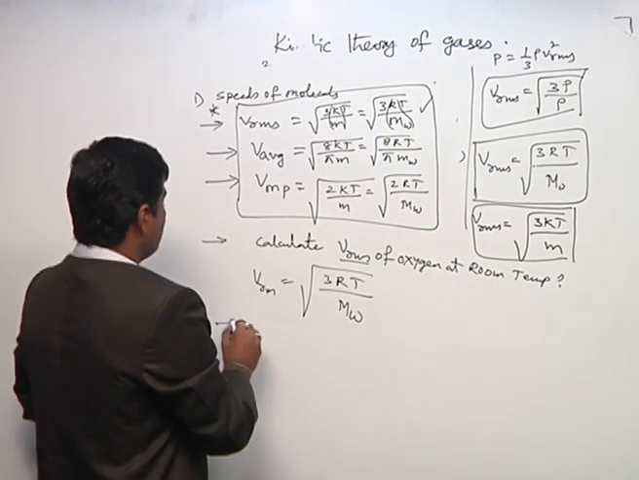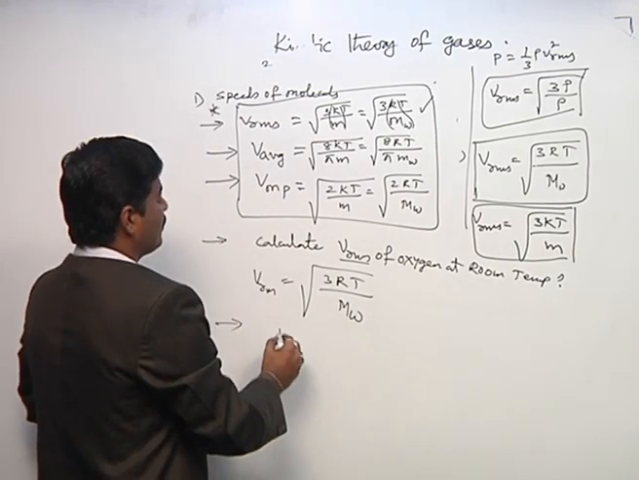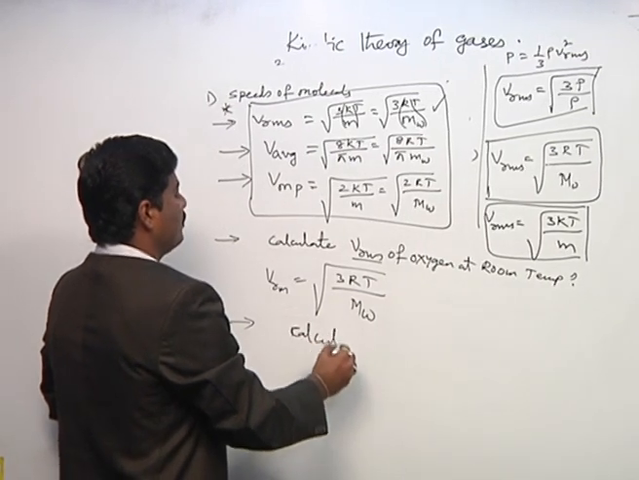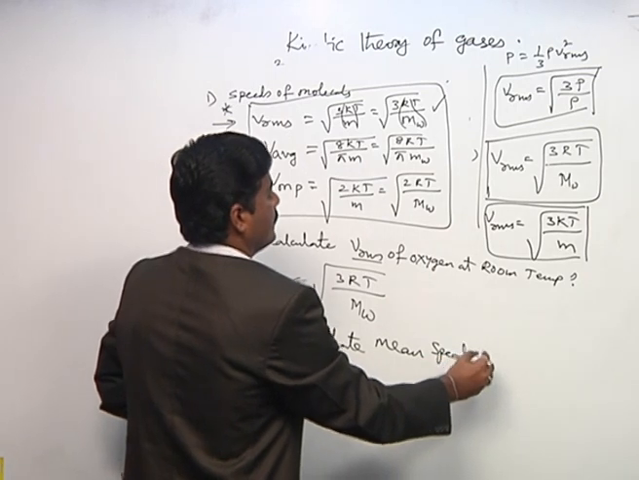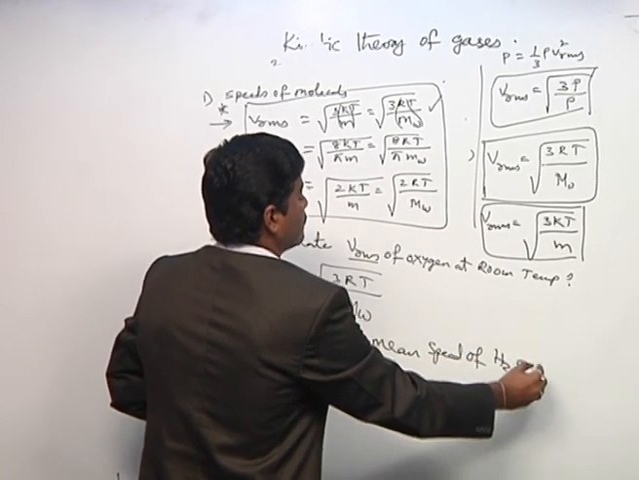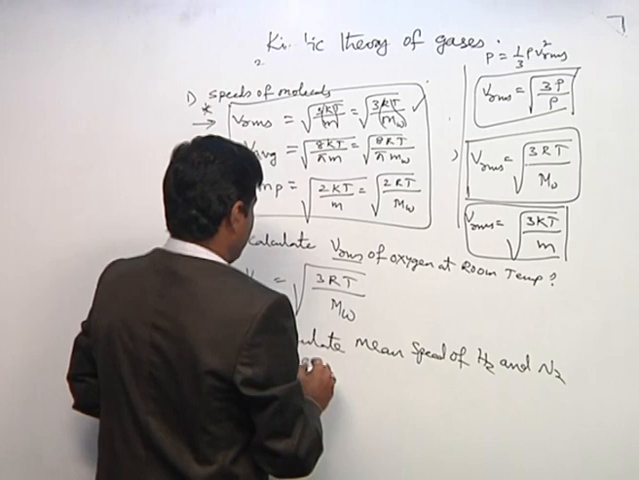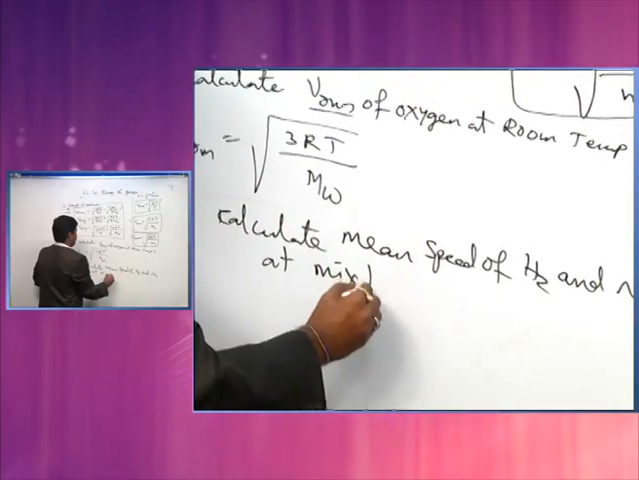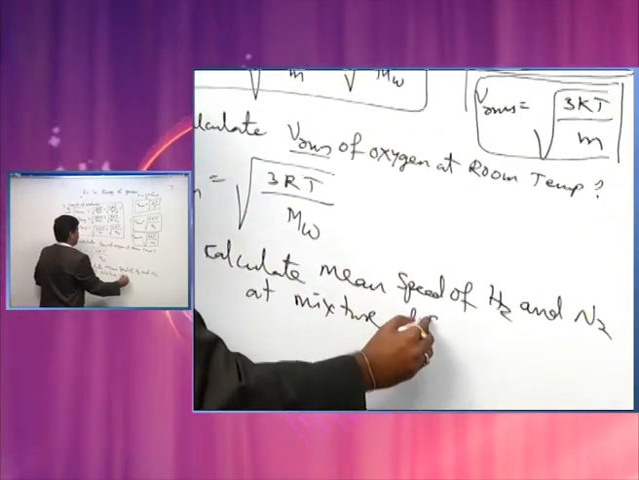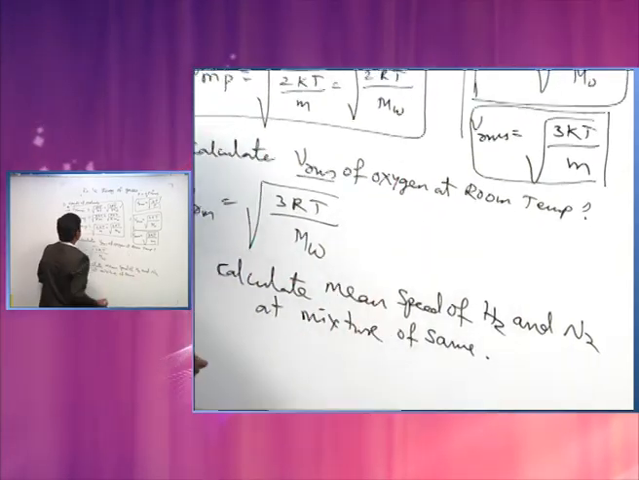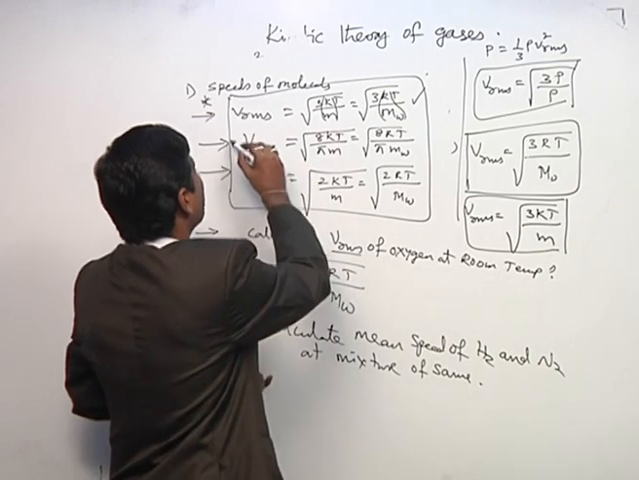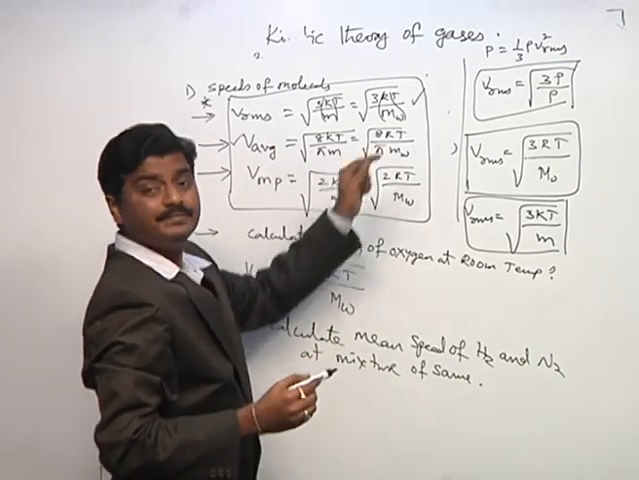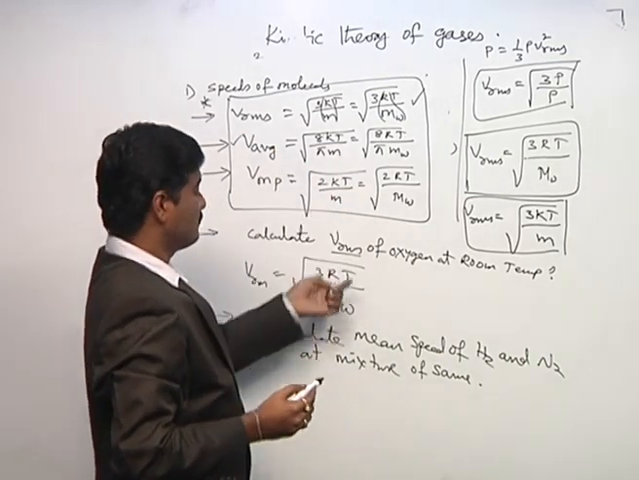Suppose in another question, they are asking you to calculate the ratio of the mean speeds of hydrogen and, suppose, nitrogen in a mixture sample. Then you have to substitute the mean speed formula and find the average. Mean or average, both are the same. This is the way to substitute these formulas.